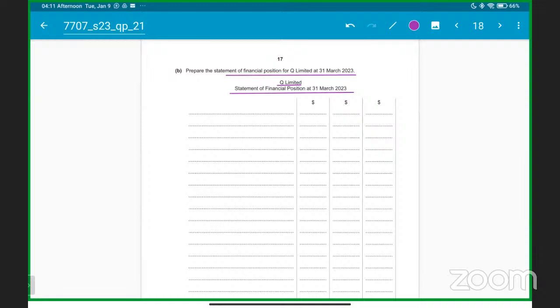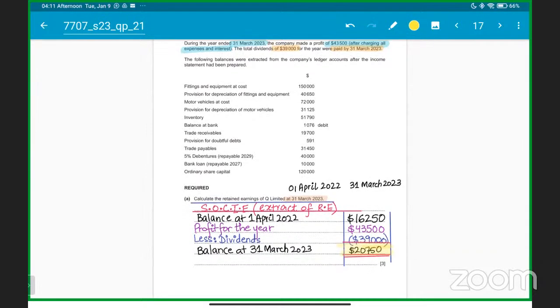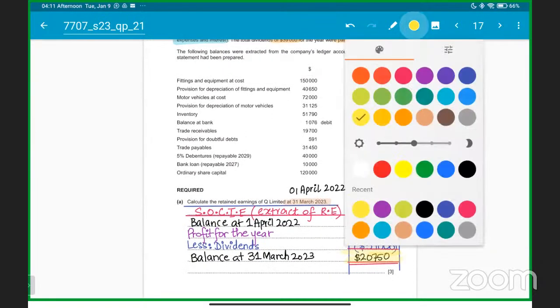Everyone getting it for Q Limited? With me following, guys? Any questions, any doubts? Let me know any problems. Okay, so let's start and let's do it. So how do you make it? Now we'll read the other information.